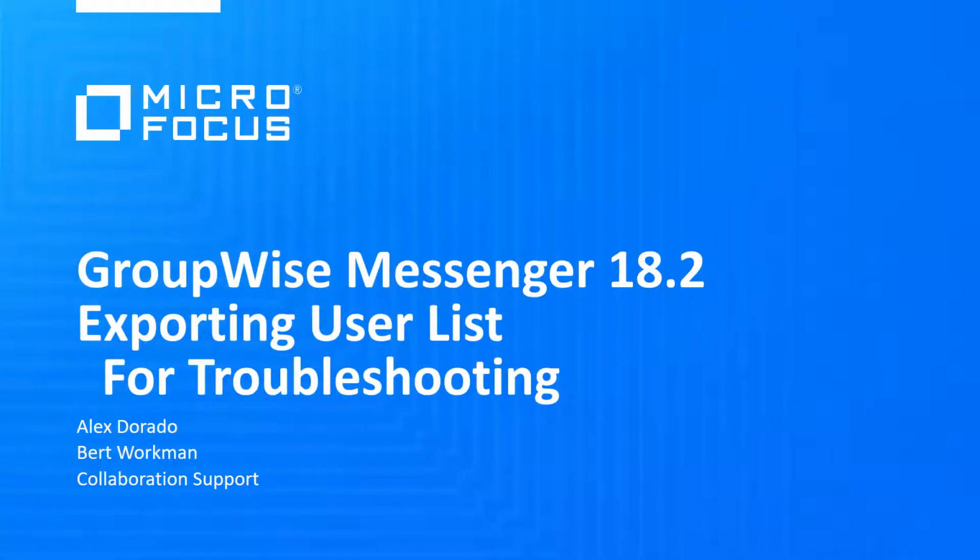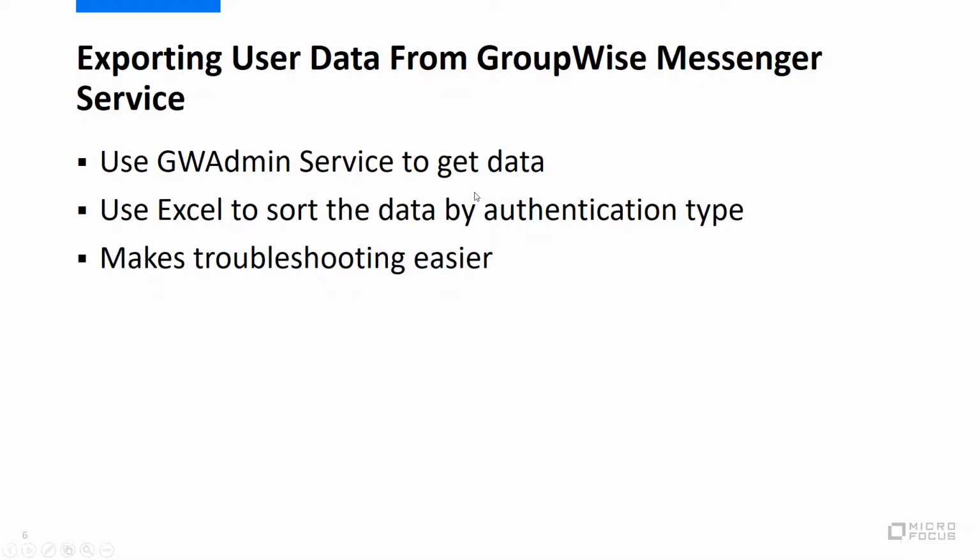There are times when scanning a lot of information is helpful. For example, if you're looking for patterns in user data, it's nice to have a look at several users at one time. It can also be very handy to have that information in a format that can be manipulated and sorted. The focus of this video is on producing a list of messenger users and sorting it by their authentication type. The method used could also apply to other information contained within your GroupWise environment. Let me show you how to build such a list.